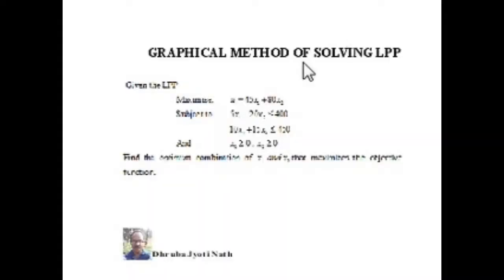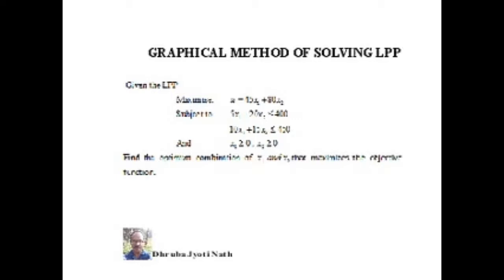Hello everybody. This is a tutorial of graphical solution of linear programming problem. There are two types of problem which we can solve through graphical method: one to maximize and the other to minimize the objective function. Let us take the example of a problem of maximization.